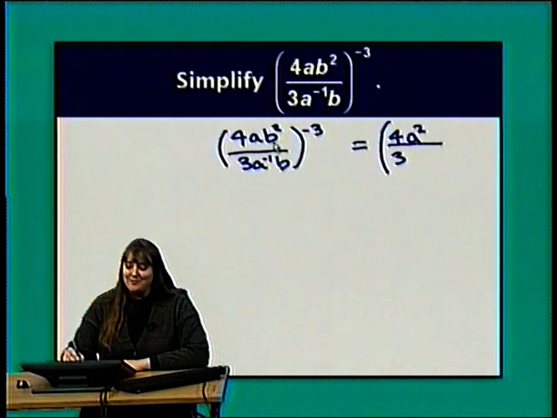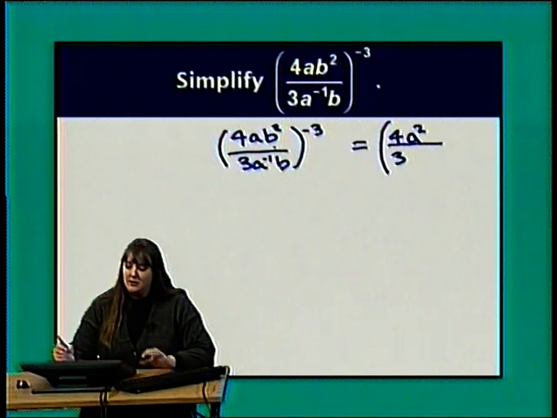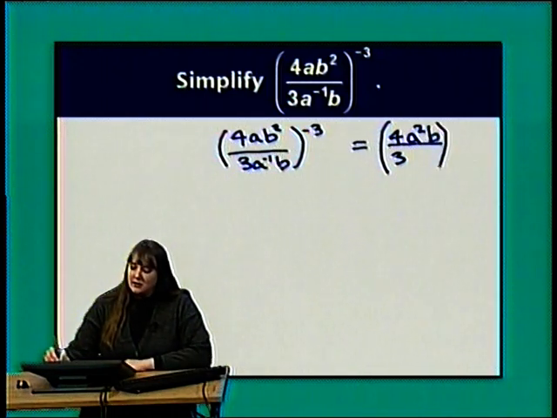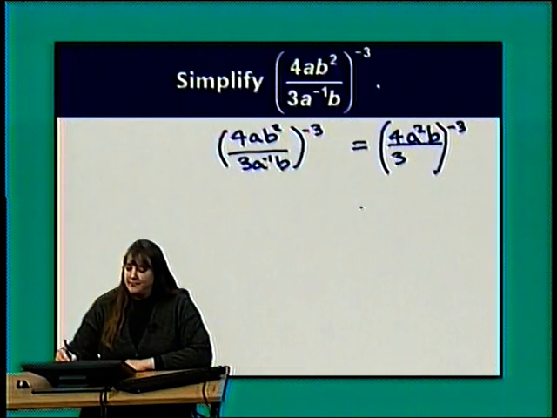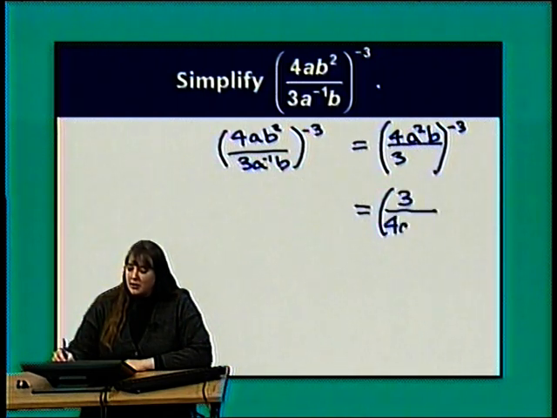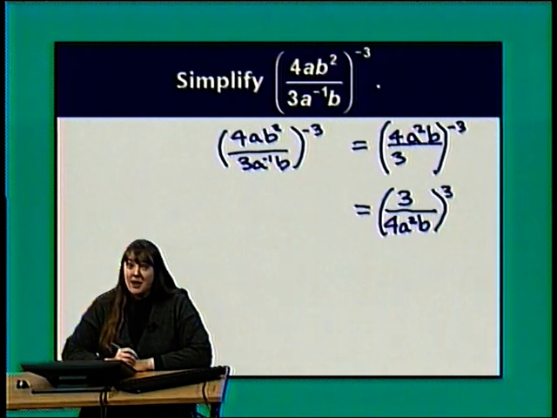Now I want to focus on the factors of b. I have b squared in the numerator and b in the denominator. If I cancel this factor of b in the denominator with one of the factors of b in the numerator, that's going to leave me with one factor of b in the numerator. And all of this is still raised to the power -3. To make that power -3 a positive 3, I need to take the reciprocal of what's inside parentheses, which would be 3 over 4a squared b. So now this is all raised to the power +3.